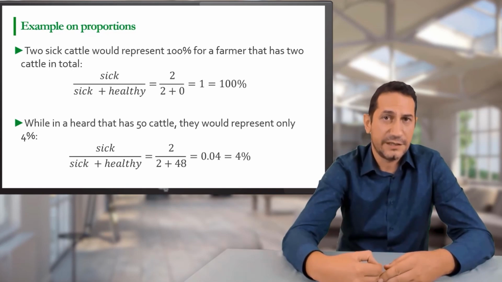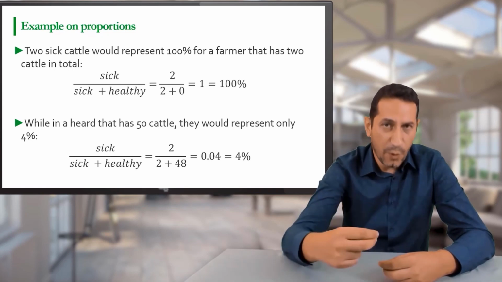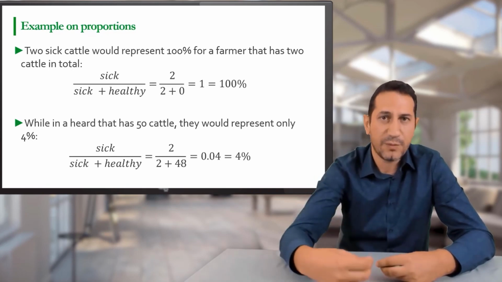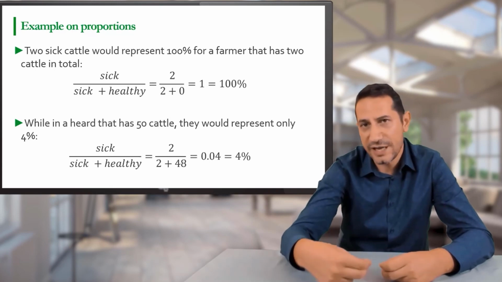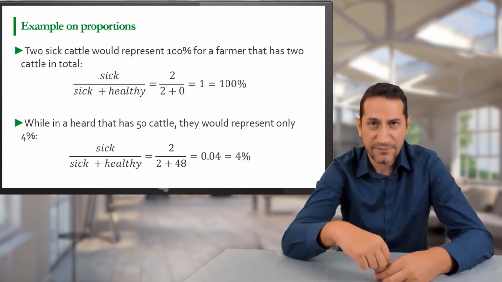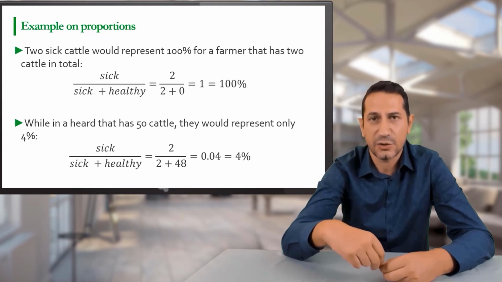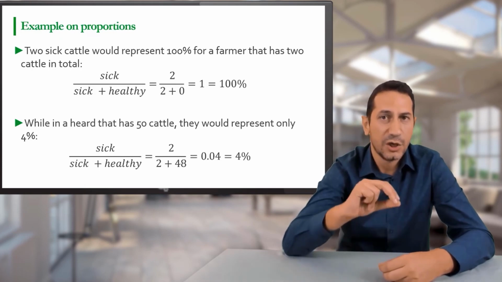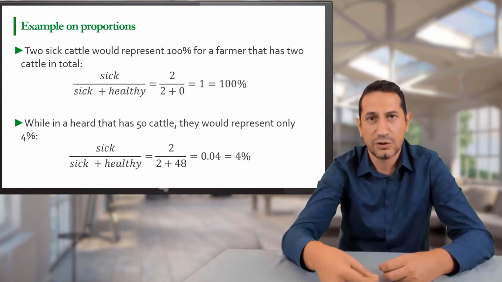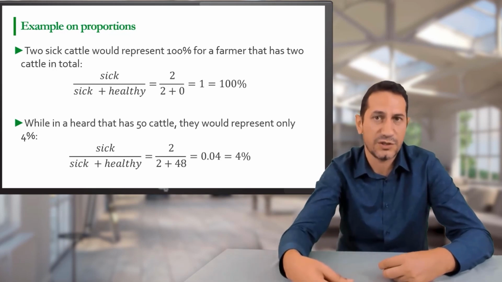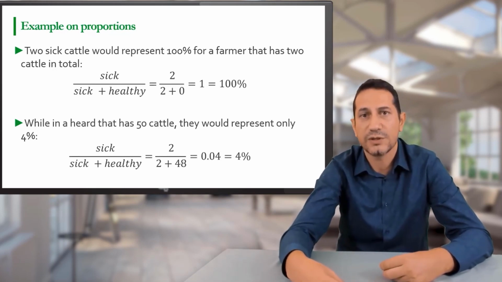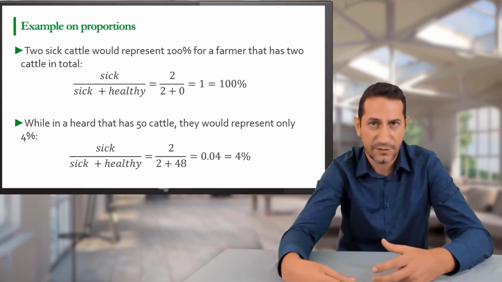But the point here is that a proportion without specifying the population from which it's derived is meaningless. So it's of paramount importance to always include, when reporting proportions, also the population, so they will get meaning in terms of comparing them.